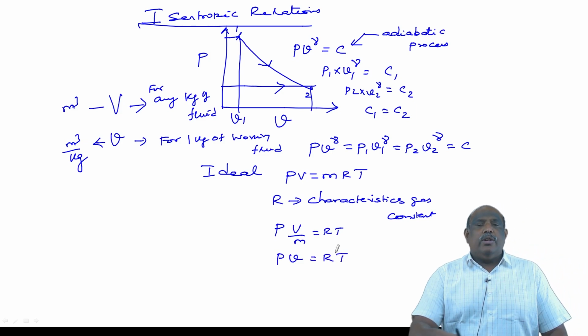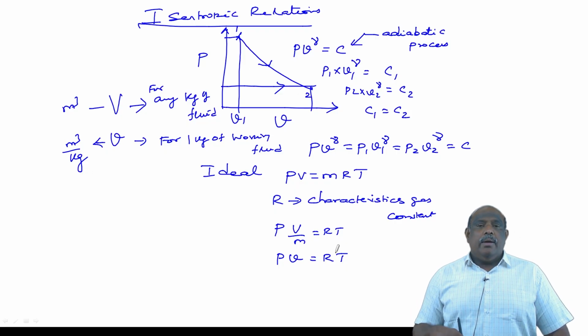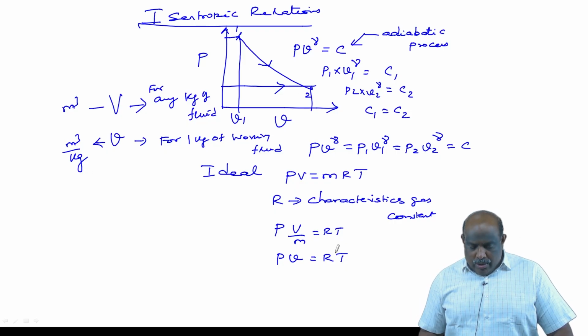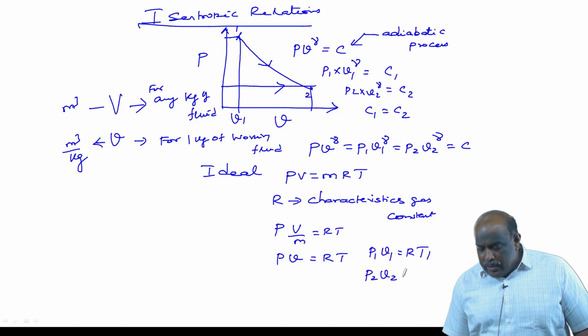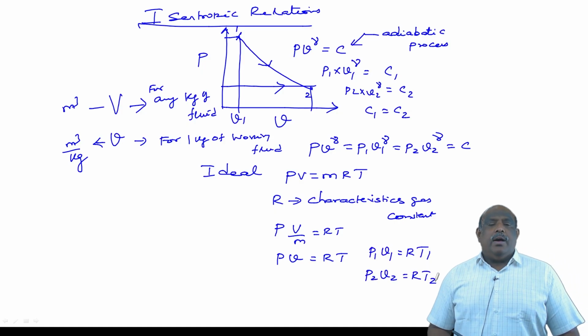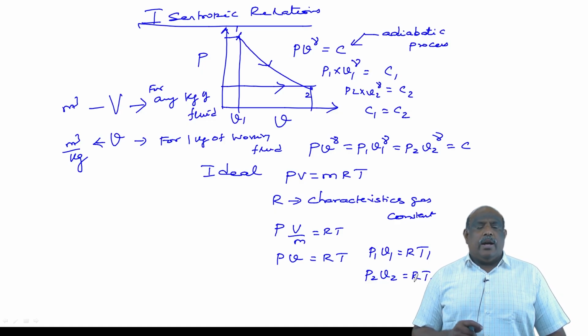The same fluid is going to move from 1 to 2, which means I can apply the condition 1 and 2 for this equation also, for this working fluid also, which means P1 V1 equal to RT1. Similarly, P2 V2 equal to what? RT2. Now you may ask me a question, sir, why not R1 and R2?